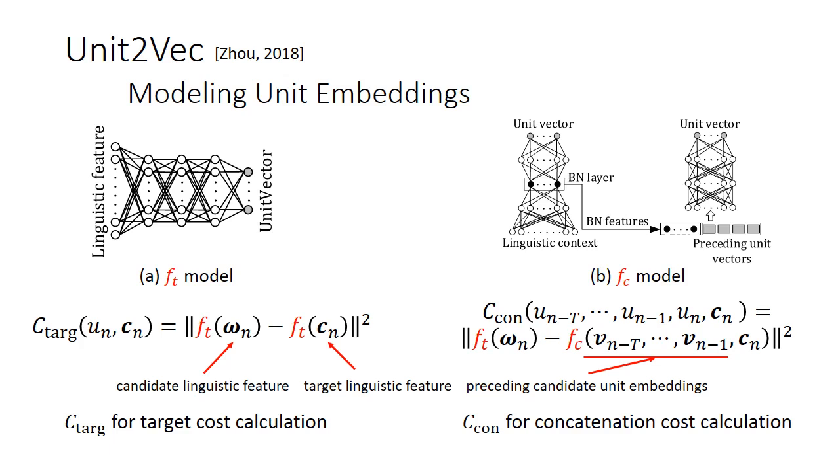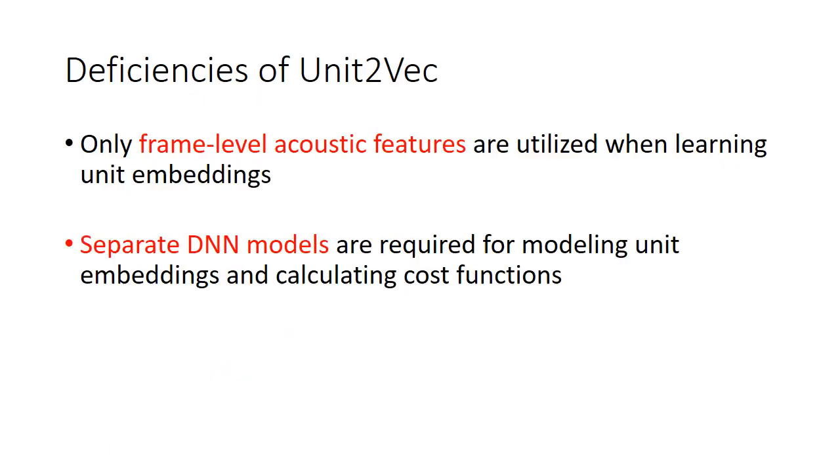The FC model maps the linguistic features and the preceding unit embedding to unit embedding. Then, C-concat is calculated to measure the long-term dependencies among consecutive phone candidates.